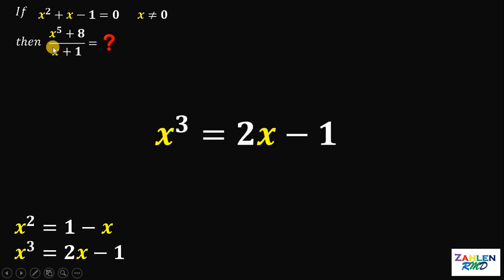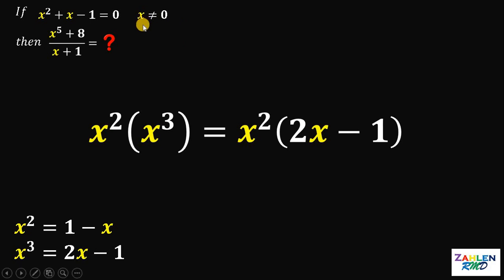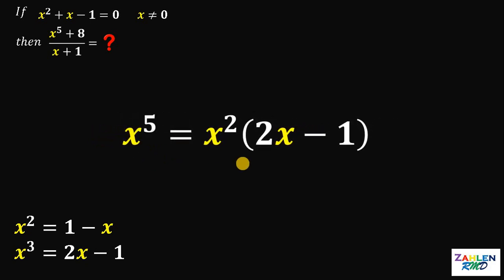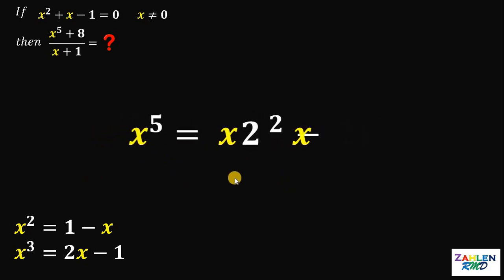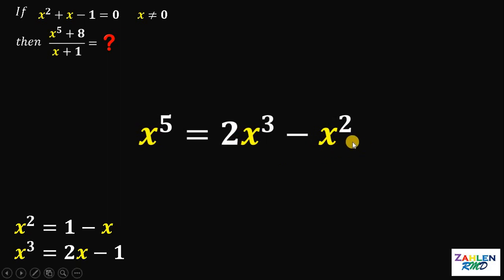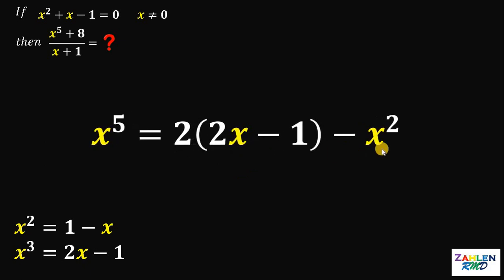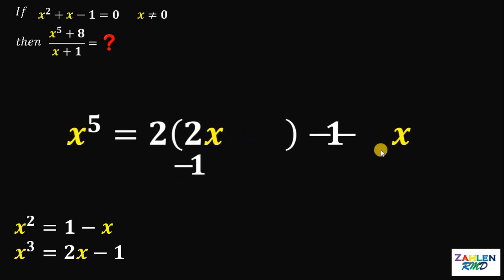Now, our goal is to have a value for x raised to the fifth power plus 8. So, to have x raised to the fifth power, let's multiply both sides by x squared. Again, take note that x is not equal to 0, so this is okay. On the left-hand side, we have x raised to the fifth power, and on the right-hand side, we have 2x cubed minus x squared. Take note that we have a value for x cubed, and we also have a value for x squared. This x cubed becomes 2x minus 1, and this x squared is just 1 minus x.